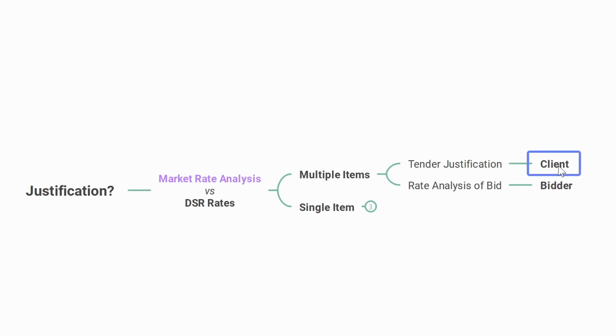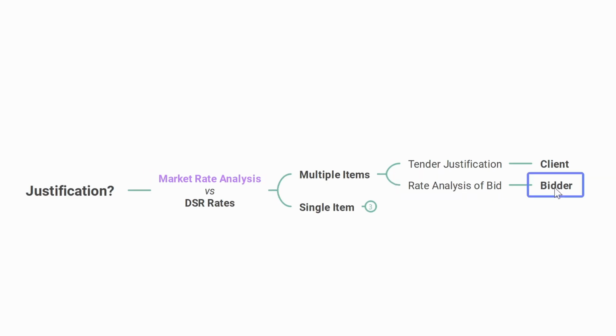When a client prepares an estimate, a detailed estimate, and when the tenders are received, the client has to prepare what is called a tender justification, wherein, in essence, he's trying to do a comparative of the DSR rates which he took inside the estimate, and he's trying to do the market rate analysis of those items so as to justify whether the tender received or the lowest tender received is well within the market rates.